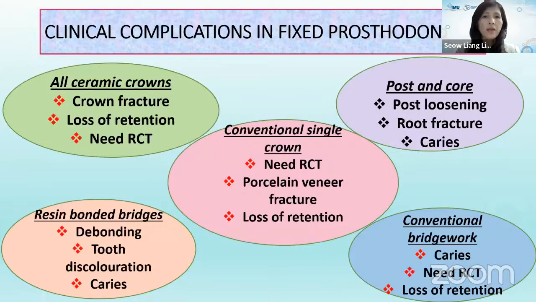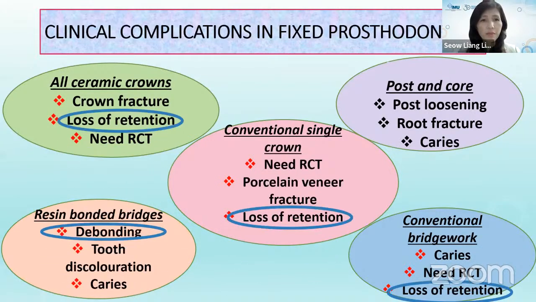So what are the failure rates that we can see in fixed prosthodontics? There are the common areas that they look into. So I have gathered and summarized in these slides what are the common complications that may occur. For all these fixed restorations, loss of retention is one of the key failure or complications. I also need to alert that this paper was done almost 18, 19 years ago.